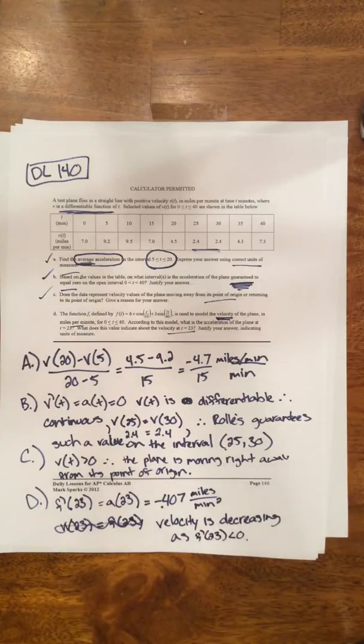Don't get this confused with speed. If we're talking about speed, we would have to check whether both velocity and acceleration have the same sign. If velocity and acceleration have the same signs, then we know the particle's speed is increasing. If they have opposite signs, the speed is decreasing. This is velocity, so two different things. Make sure you're paying attention to velocity versus speed if you're talking about increasing or decreasing.